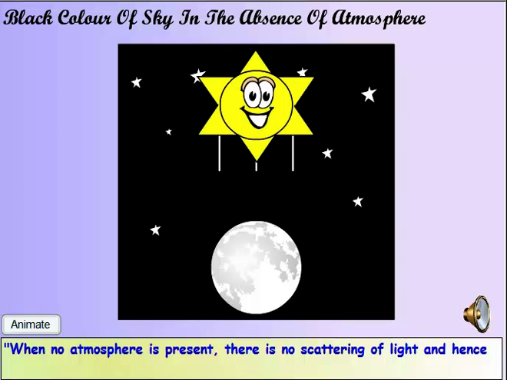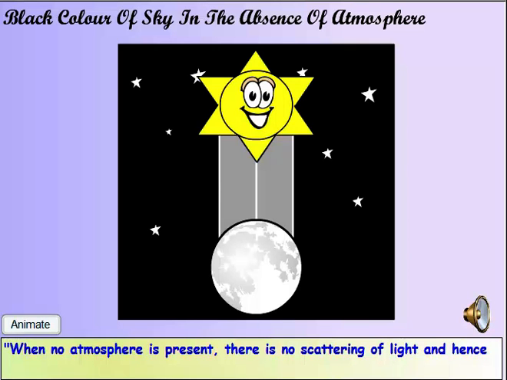When no atmosphere is present, there is no scattering of light, and hence the sky appears black. When you look at the sky from the moon, it appears black, as there is no atmosphere on the moon.